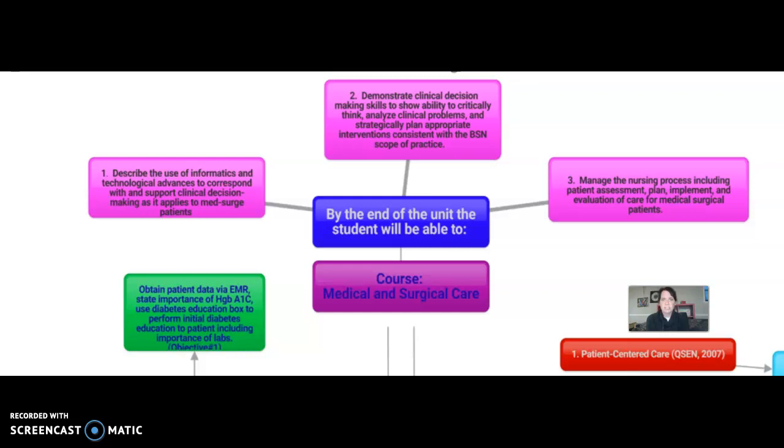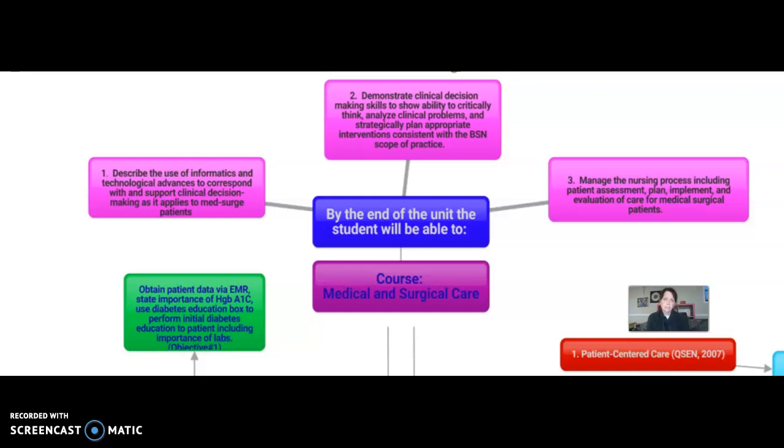The second objective is by the end of the unit, the student will be able to demonstrate clinical decision making skills to show ability to critically think, analyze clinical problems, and strategically plan appropriate interventions consistent with the BSN's scope of practice. And the third objective is by the end of the unit, the student will be able to manage the nursing process, including patient assessment, plan, implement, and evaluation of care for medical surgical patients.